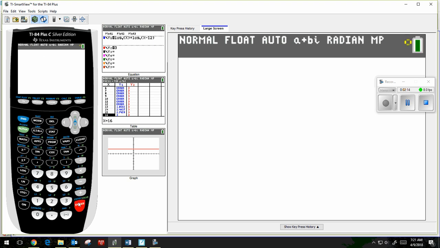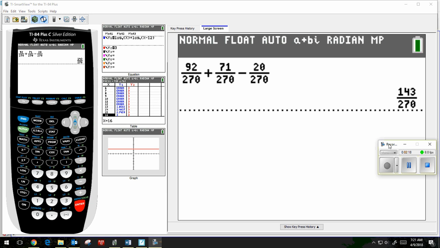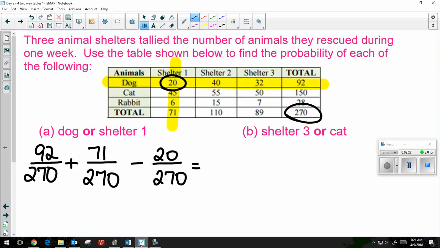Okay. So you of course can put it in your calculator like that. It will give you 143 out of 270, or you could type in just the numerators. It's up to you. So the probability that there was a dog or shelter 1 was 143 out of 270.